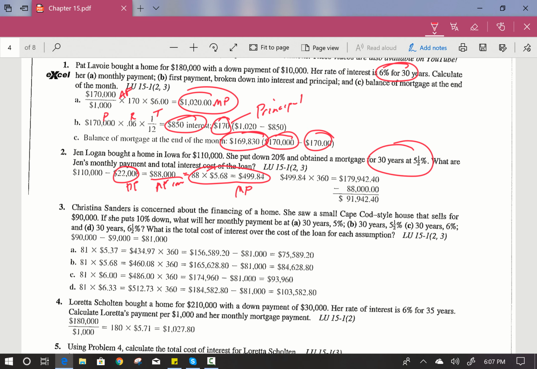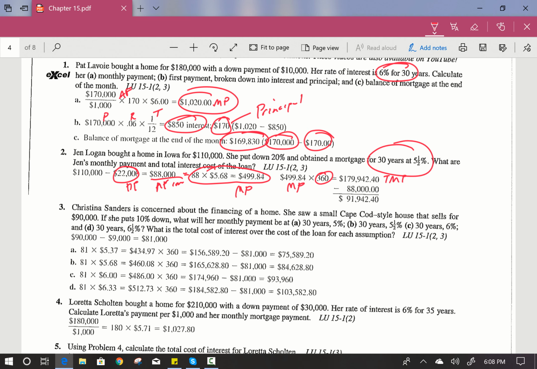Okay, now the next thing it wants me to do is to calculate the total interest cost of the entire loan. Well, it's a 30-year mortgage, which is 12 months in a year, so that's 360 payments, times the monthly payment of $499.84, and that will equal a total of all your monthly payments of $179,942.40. It's a total of all your monthly payments, which includes your principal and your interest.